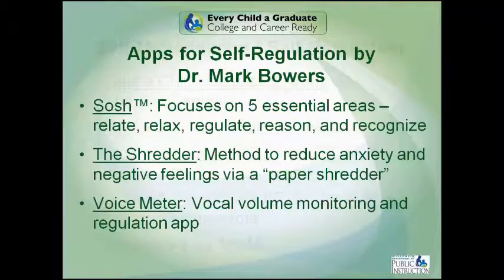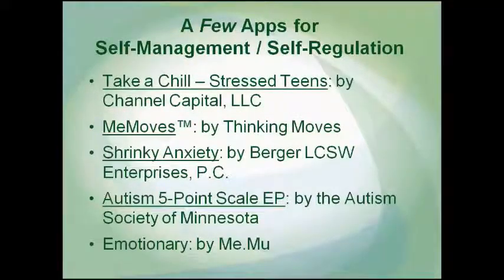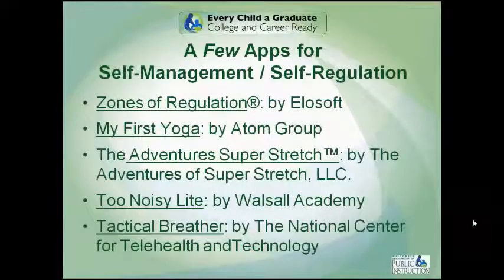The next couple of slides, I'm not going to go through all of these, but these are just some awesome apps. Take a Chill and Stressed Teens are fabulous for middle school and high school students. We're going to show you Me Moves, a video, here in just a little bit, because a lot of folks are using the videos for Me Moves, but I want you to also know there's an app for that. We just spent a lot of time talking about the 5-point scale. There is an app for that as well. On the next slide, we're going to talk about a curriculum called the Zones of Regulation. The person that developed this is going to be a full-day pre-conference speaker at the Autism Society of Wisconsin conference, but there is an app for that.